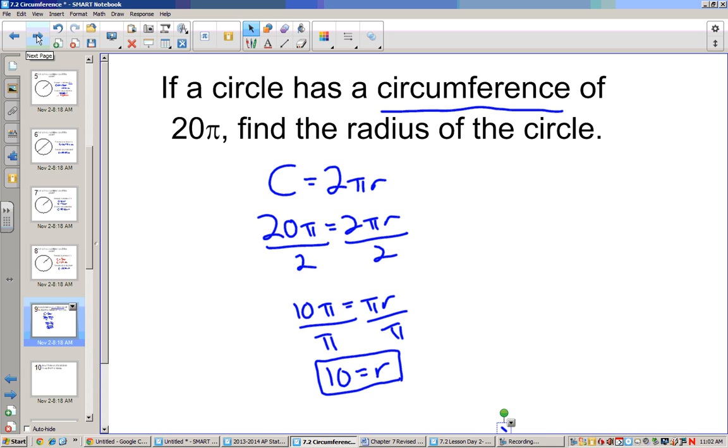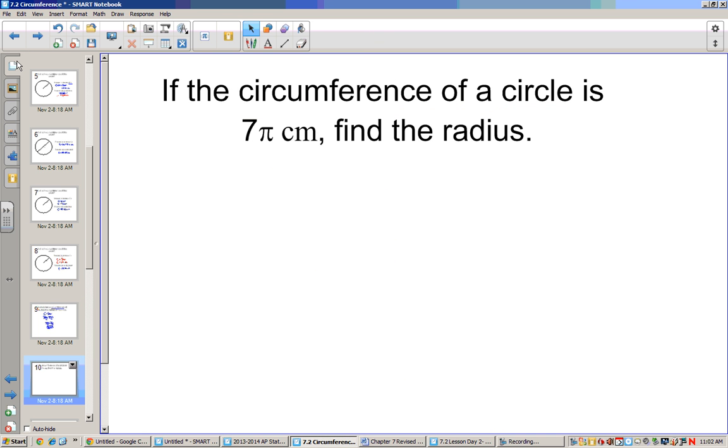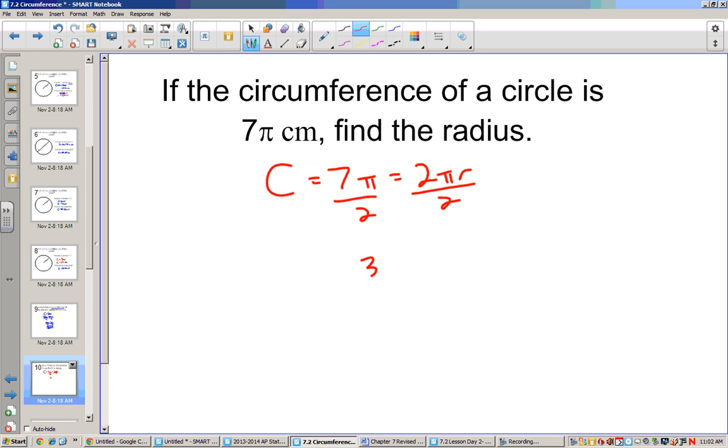All right, let's try another one like this. It says circumference of a circle is 7 pi centimeters. Let's find the radius. So if the circumference is 7 pi, we know the circumference is 2 pi r. So 7 pi equals 2 pi r. So now we divide both sides by 2. 3.5 pi is equal to pi r. Divide by pi, and r is equal to 3.5 centimeters.